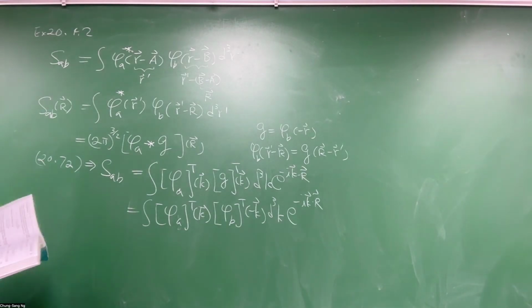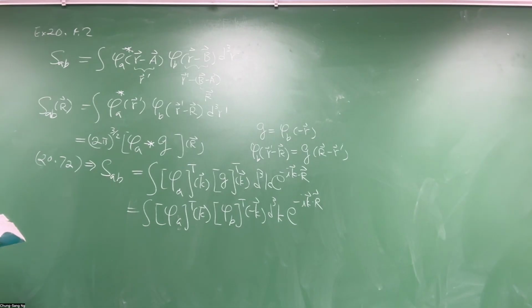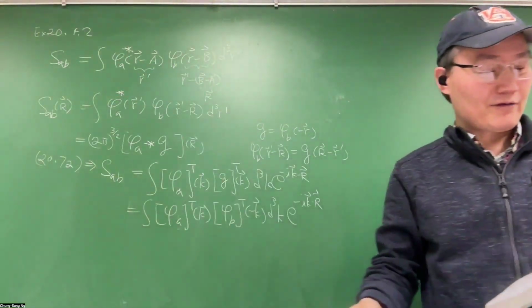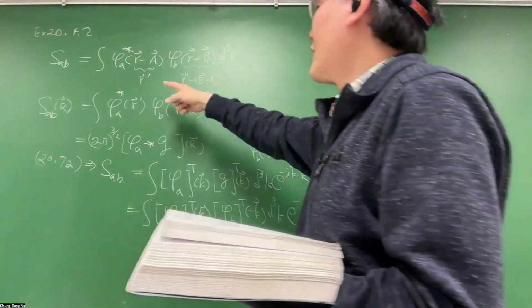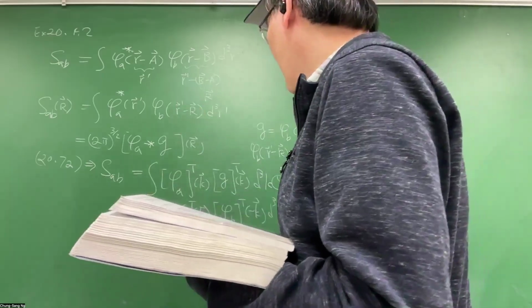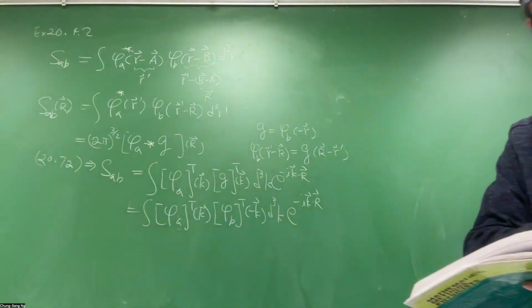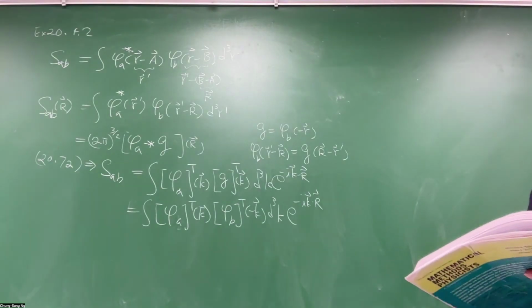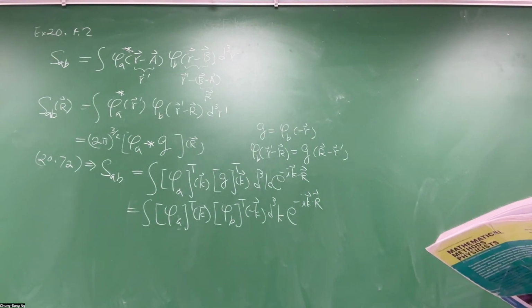The rest is just an example of this formula, using a simple phi. This is general, so whatever phi A and phi B, you define an overlap this way. In Fourier transform, you can calculate that with this formula. But that's just the straightforward property of convolution.